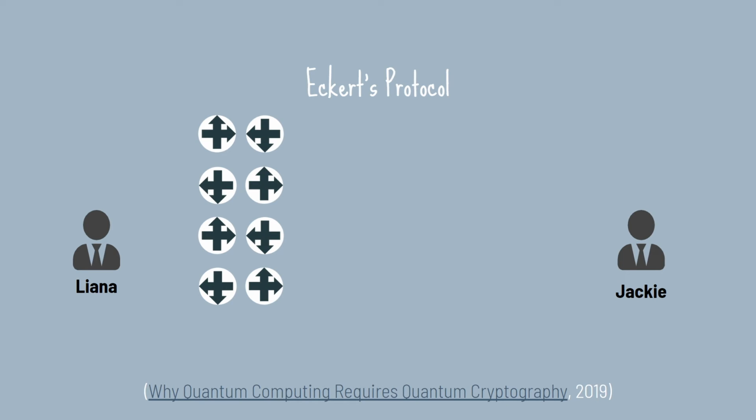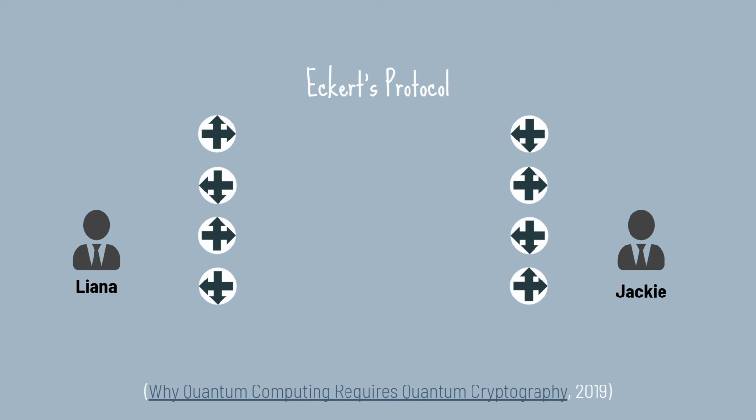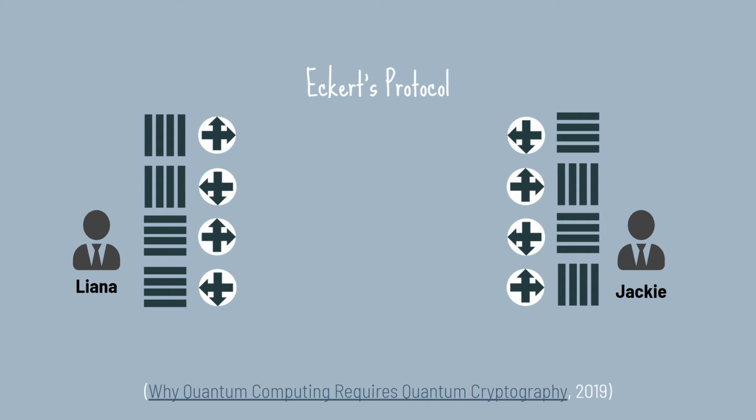This time, Liana wants to transmit a secure message to Jackie. First, Liana generates a set of entangled particles, meaning they will have opposite spins. She then sends half of the pairs to Jackie. Then, Liana and Jackie choose a random set of bases to project their particles on.